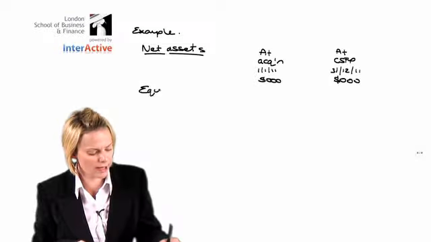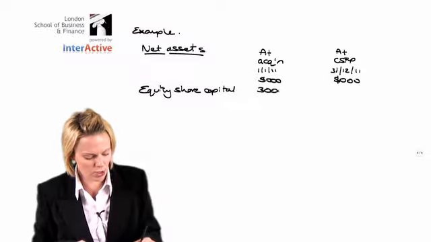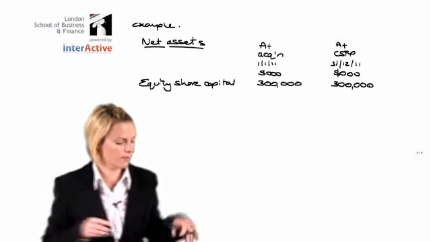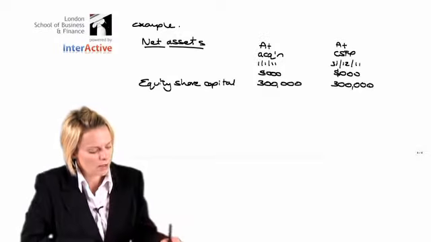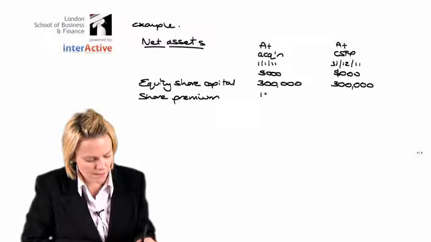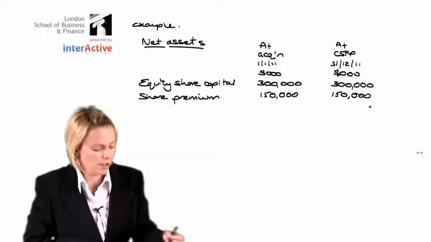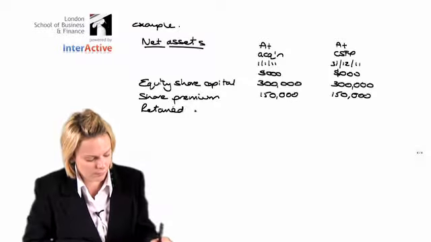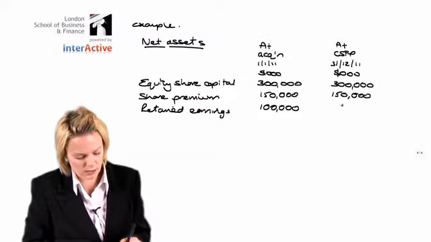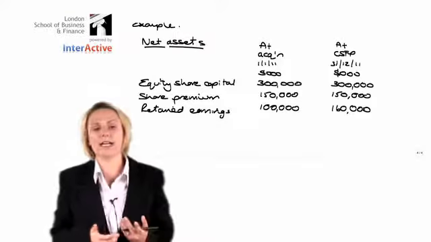So, starting off with equity share capital. In the question we were told that was $300 million. We'll copy that in. We also had share premium for the subsidiary, $150,000 and $150,000. We were then told about retained earnings. At acquisition, $100 million, and at consolidation, $160 million. There's been growth post-acquisition in the subsidiary.